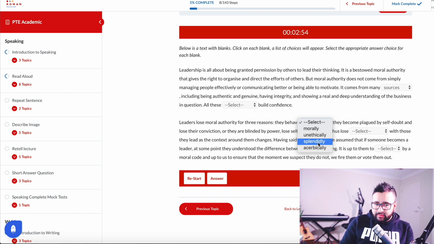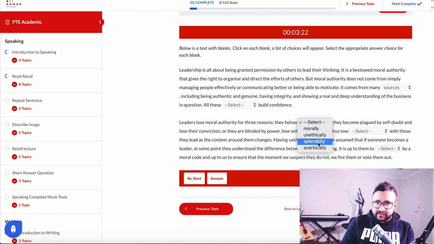Acerbically, so let's say that I don't know the meaning of this word. What should I do here? When you are presented with a situation like this in the exam, focus first on words whose meaning you know and try them first. So here I know morally and splendidly are not the answers. Unethically is a possible answer. Acerbically, I don't know. I'll go with unethically here, because picking a word whose meaning I don't know is too much of a risk for me. And that's why I'll go with unethically.